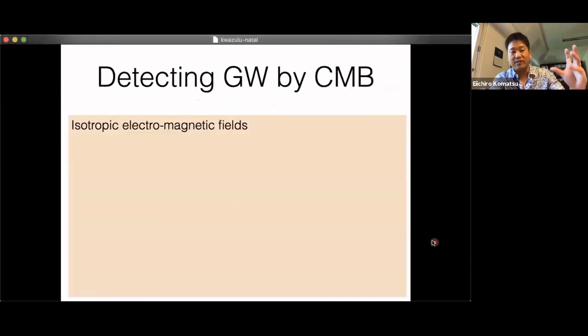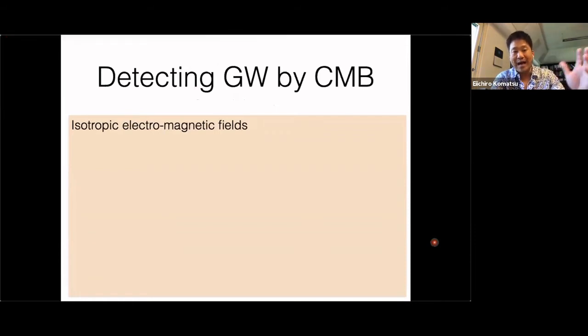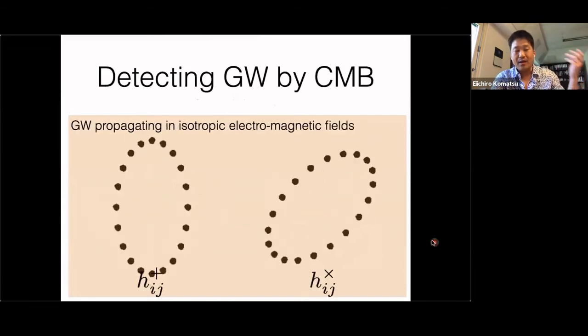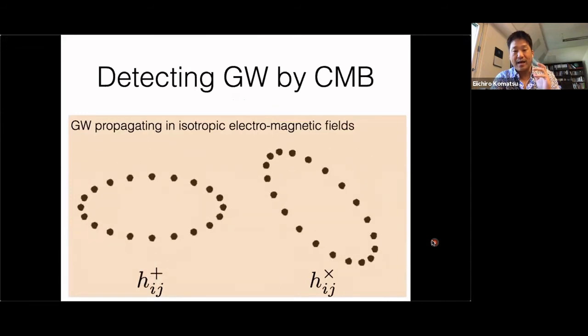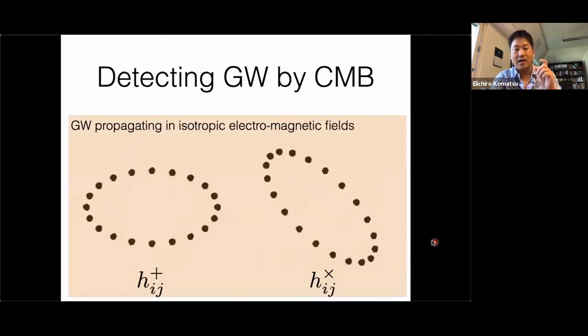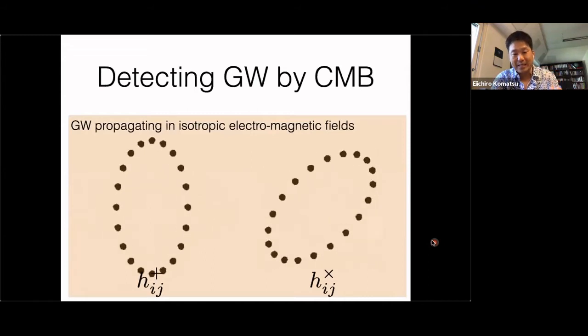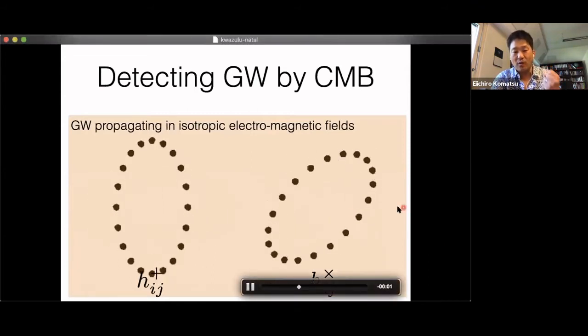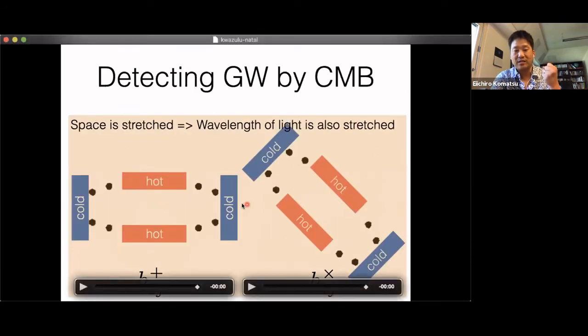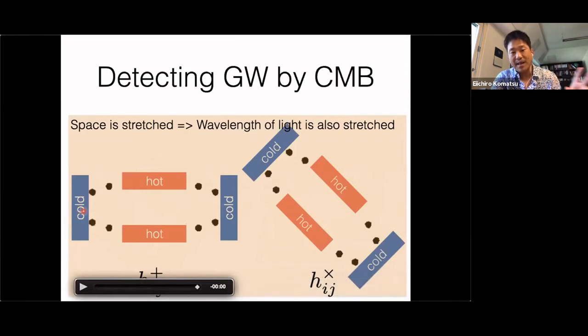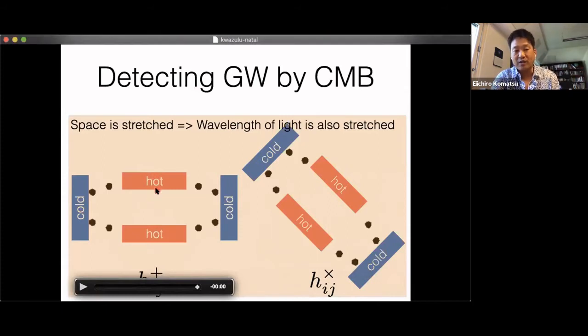So we use the universe as a detector. You have uniform isotropic electromagnetic waves called the CMB. You let the gravitational waves propagate through them. Then, because a gravitational wave stretches space, the wavelengths of the light are also stretched and squashed. So when the wavelength is stretched, the temperature decreases because the wavelength is longer. It's a less energetic photon. When it's squashed, it's hot.